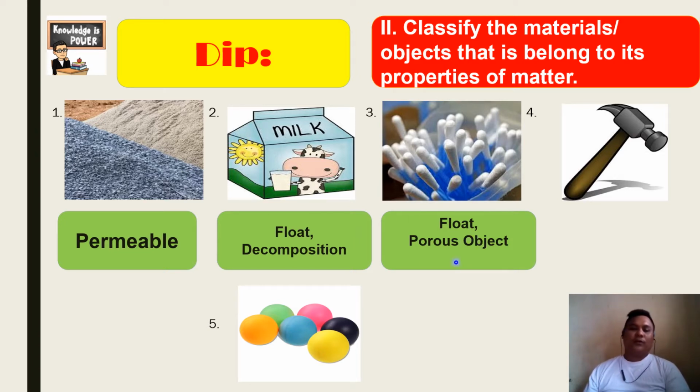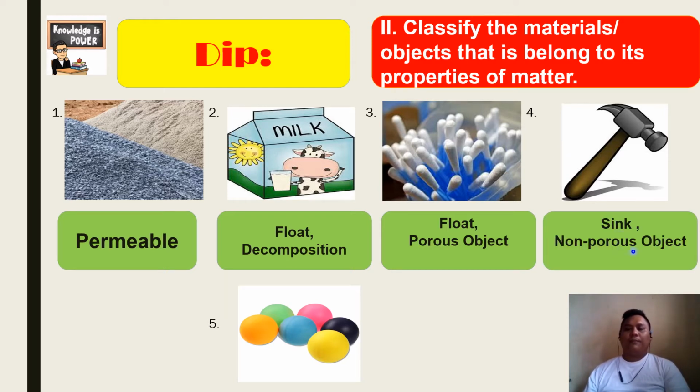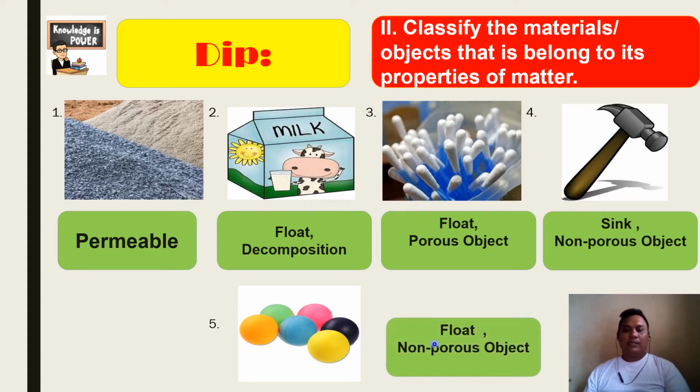Float and porous object. Nakaka-absorb po yung cotton buds ng liquid, at pag nilagay po natin siya sa water or any liquid, lulutang po siya. Sink po, non-porous object, halimbawa itong hammer, pag nilagay po natin siya, lulubog po siya sa tubig. Hindi po siya nakaka-absorb ng any kind of liquid. And lastly, the ping pong ball: float and non-porous object. It cannot absorb water and it will float.